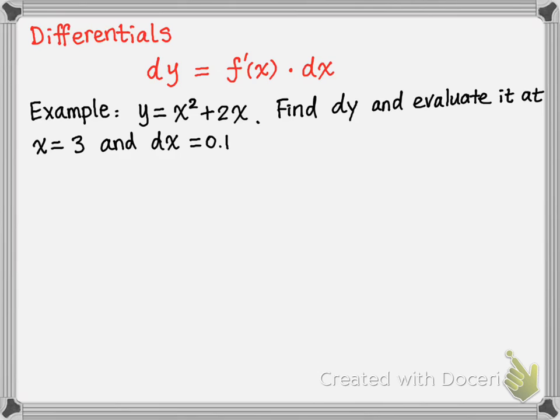So we have a function y equal x squared plus 2x. In order to calculate dy, we just need to plug it into the formula. So dy equal f prime of x. So we take the derivative of this function. Using the power rule, we get 2x plus 2.